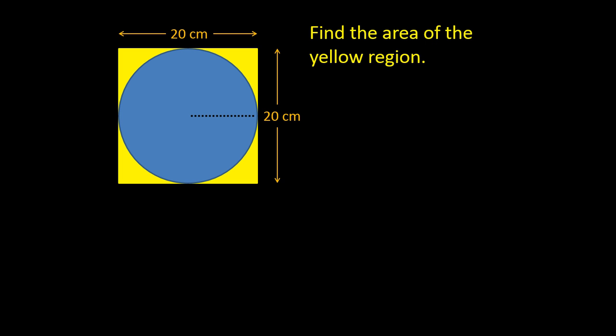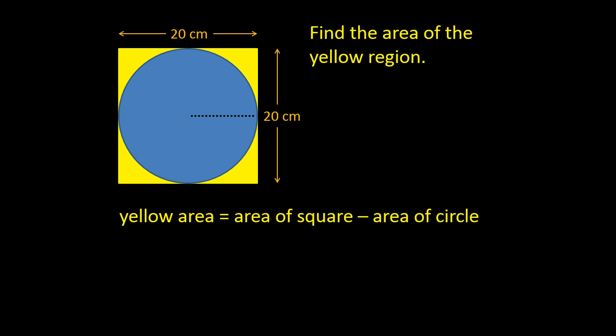Now this idea of subtracting area can be useful in other ways that don't involve geoboards, and here's one of them. Let's say we want to find the area of the yellow region. Now the yellow region is around a circle and it's inside a square. So if we think about finding the area of the square and then taking away the area of the circle, we'll have what remains, which is the yellow region we're looking for.